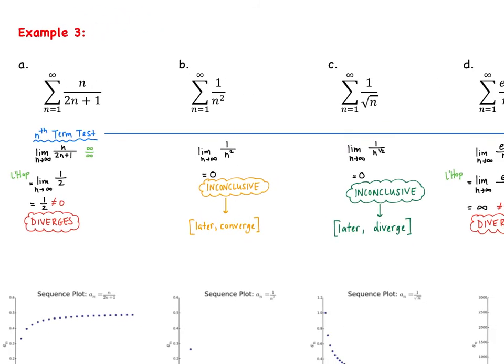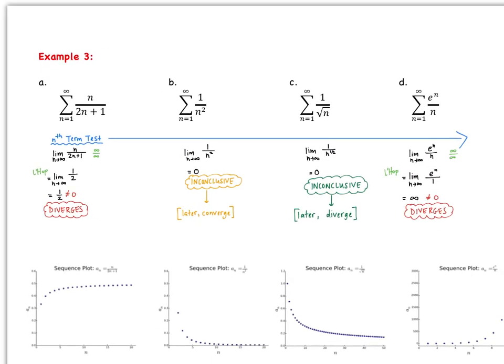Part C. Again, we're going to apply the nth term test. So we're going to take the limit of this sequence, 1 over n to the 1/2. When we plug infinity in, we get 0 again. Therefore, inconclusive. But guess what? Later on, we're going to learn that it actually diverges. So we're going to talk about the difference between those two. And then finally, our last one.